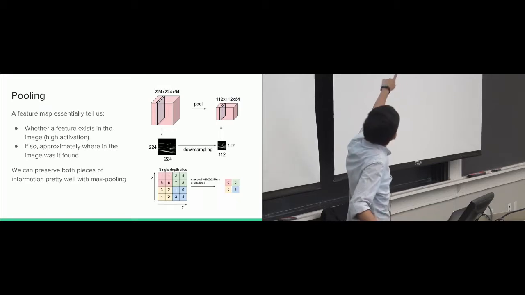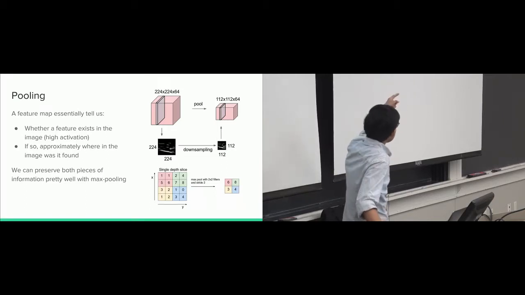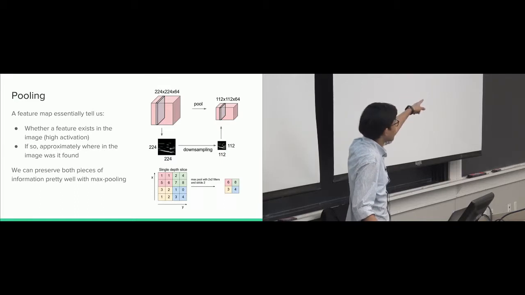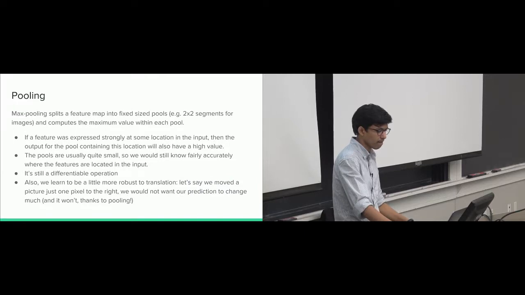As you can see, the input is 224 cross 224 cross 64. It will still remain the same. That's why we just showed you on one channel. On each channel this operation will occur, and the number of channels will remain the same when it comes to pooling.